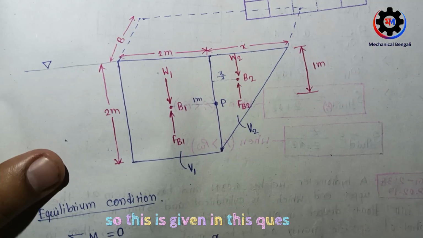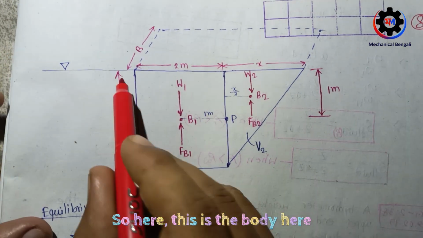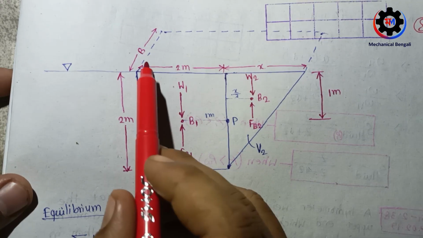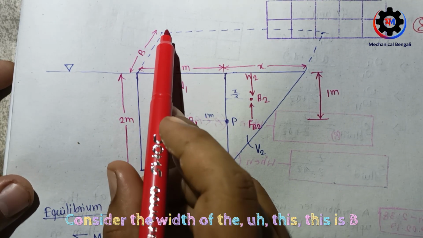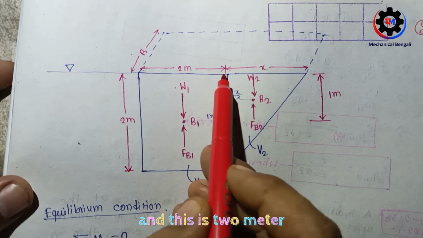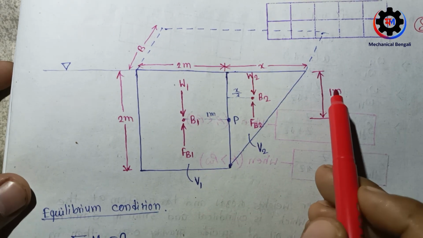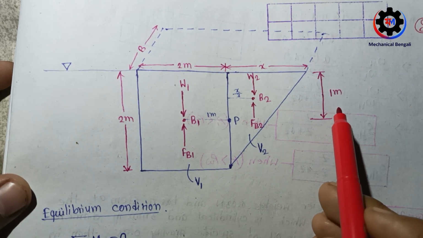So let's try to solve this question. So this is given in this question. Here this is the body, and this is 2 meter. Consider the width of this is b, and this is 2 meter which is given. This is x, this is also given, and this is 1 meter.